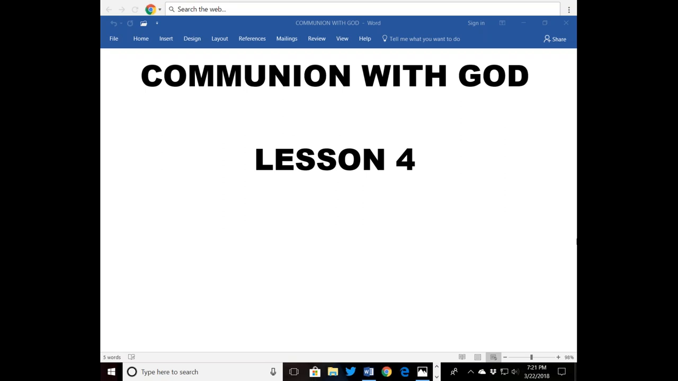You have to read your assignment, work on your assignment, and work on the lesson that is required. So flip in your binder to page 14 of the Communion with God binder. And then we look at the specific assignment that you're to turn in this next week.